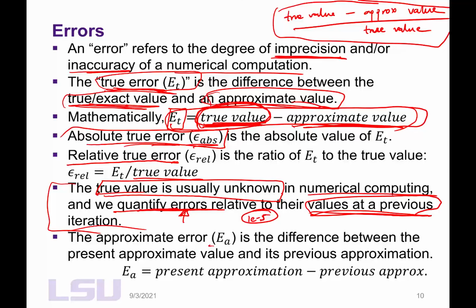The approximate error is the difference between the present approximate value and the previous approximation. So unlike these true values, this is relative to the previous iteration. Very useful in numerical schemes where you never know the true value. So this is the expression for the approximate error: current approximation minus previous approximation, which is different from this where you're using the true value relative to your current approximate value because you know the true value.